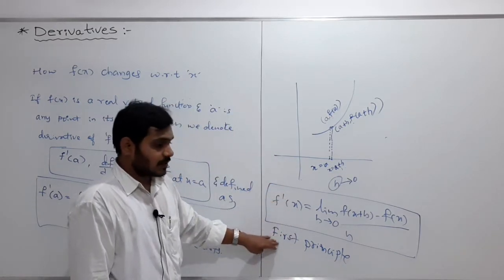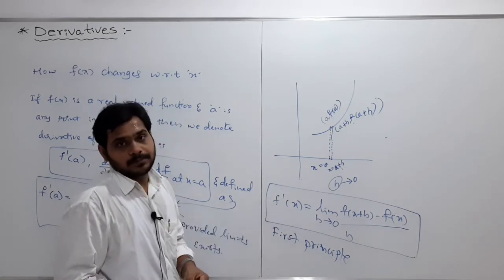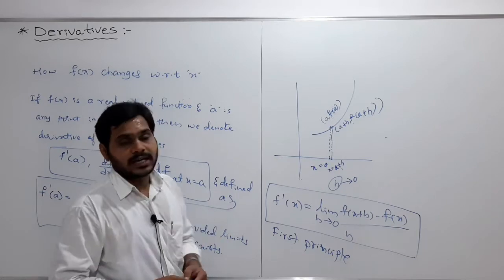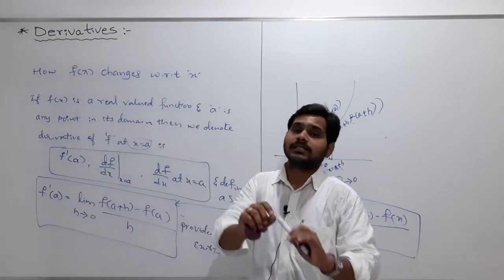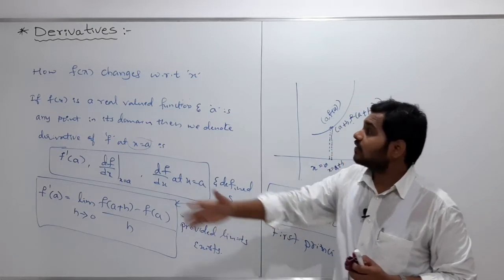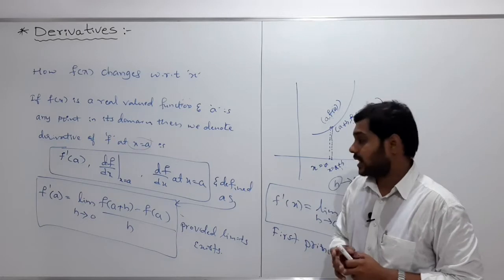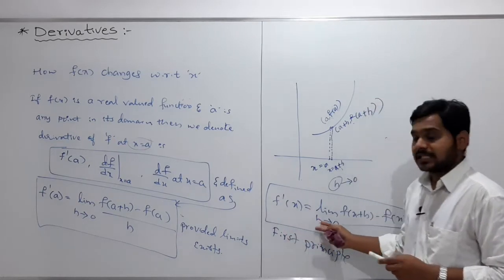So remember this one, based on this we will discuss further. Clear? So this is all about the derivative. Simply try to understand, my students, what is derivative. Derivative means it is nothing but how the function f of x changes with respect to x, that we are calculating. So this is the first principle we can call.